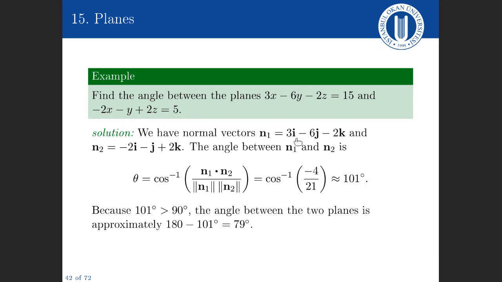We can write down the two normal vectors straight away. 3i minus 6j minus 2k and minus 2i minus j plus 2k. Using the formula from last week, the angle between these two vectors is approximately 101 degrees. We don't want an angle which is bigger than 90 degrees. We want an angle which is between 0 and 90. So we're going to do 180 minus 101 to get the answer. The angle between these two planes is approximately 79 degrees.